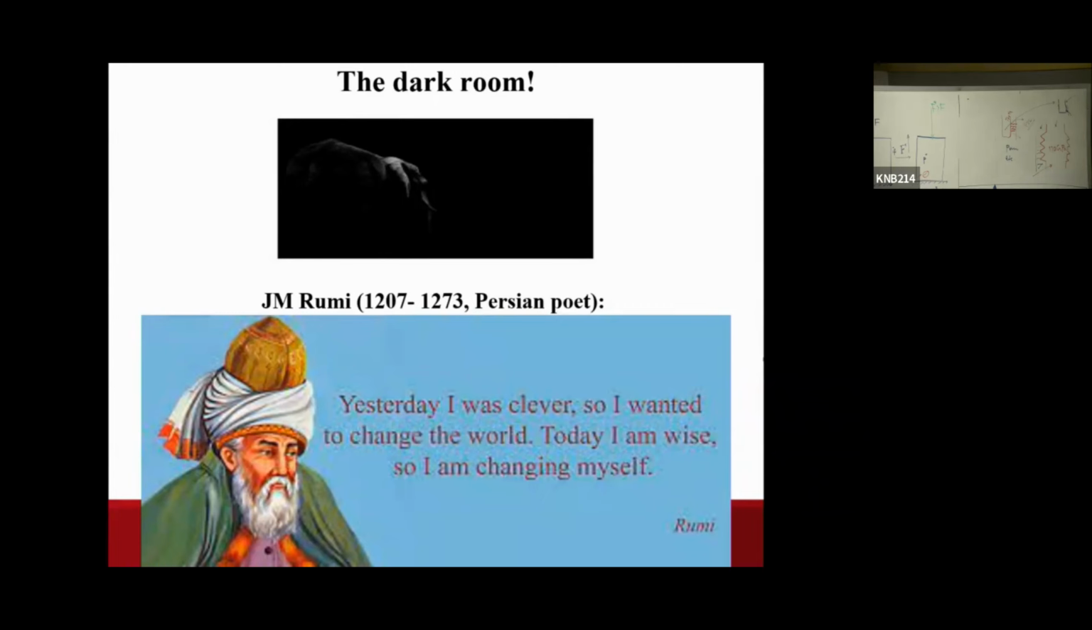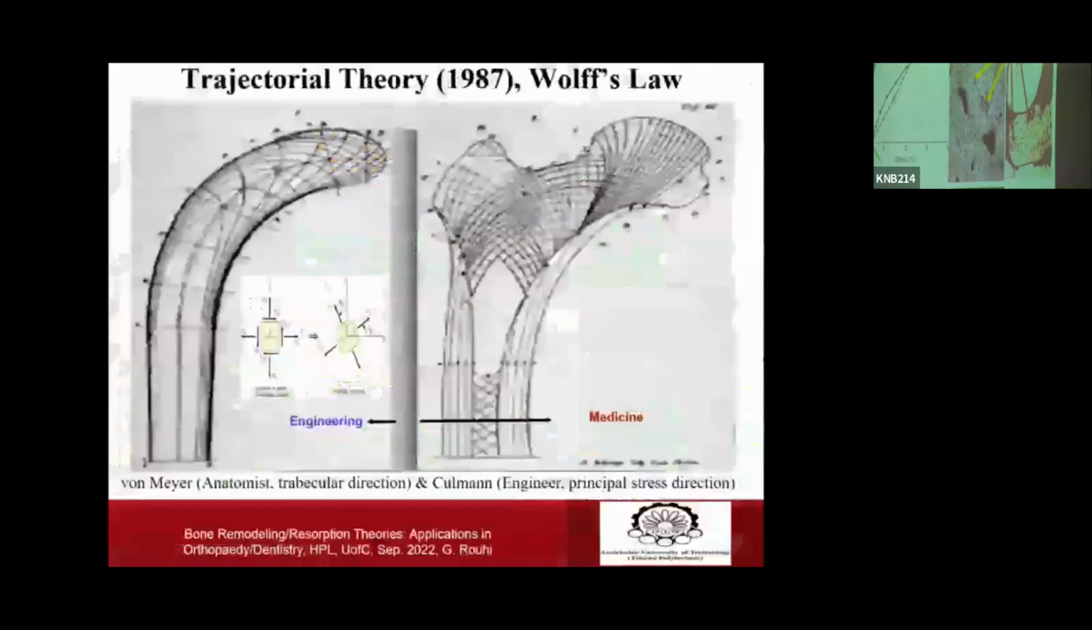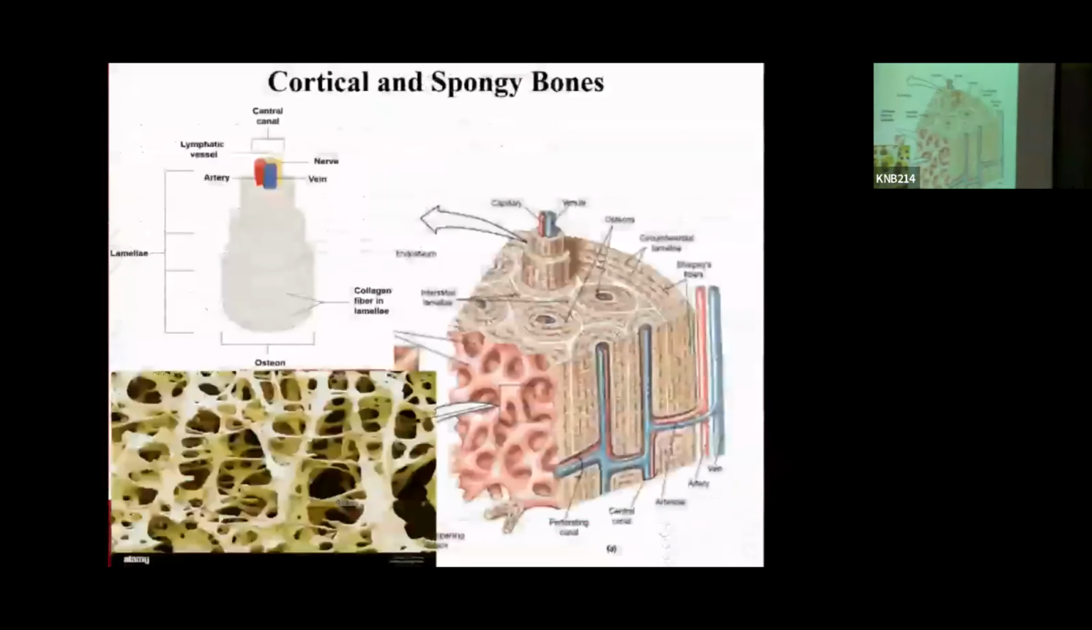So we have to learn, honestly speaking, we have to learn from our body. Our bones are extremely complex from an engineering point of view. If you just look at cortical bone as a composite, I would say it's a very complex composite at different hierarchical levels.